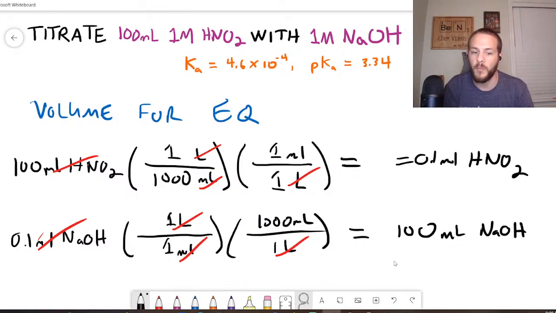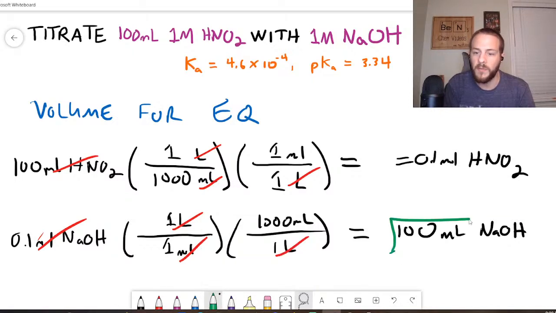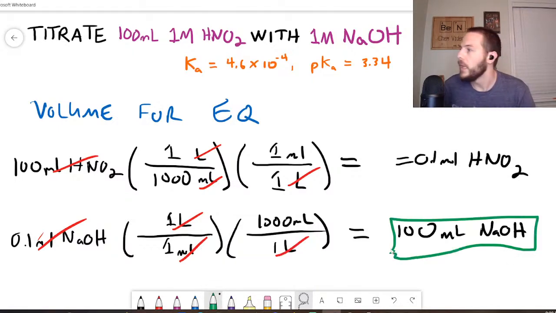So this is the volume right here, this 100 milliliters. This is the volume that is required to reach the equivalence point, right? And if you were following along with the equation from the video from last week or last week's live stream, we did a similar problem where we were doing a strong acid, strong base titration.